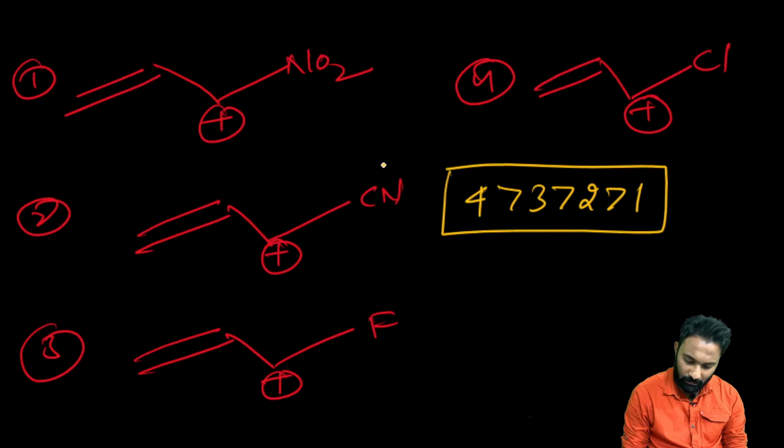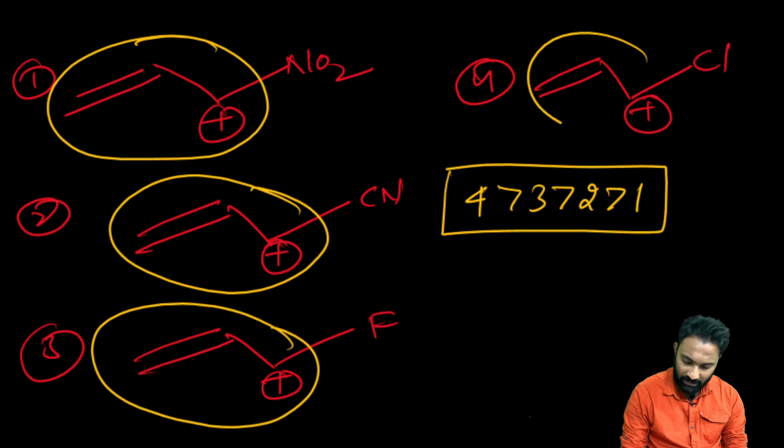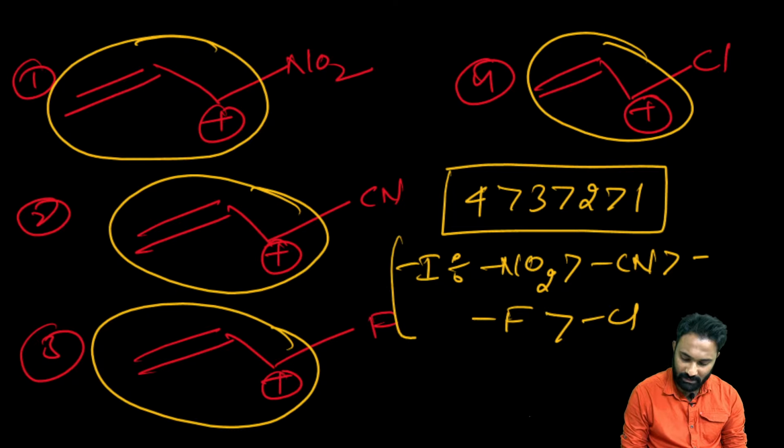Why? Because of the minus I effect. In all the cases, the allylic position is the same. The allyl carbocation is the same. Now the minus I effect order: NO2 is greater, right? Then CN, then fluorine, then chlorine. This is the minus I effect order. Okay? Next one.